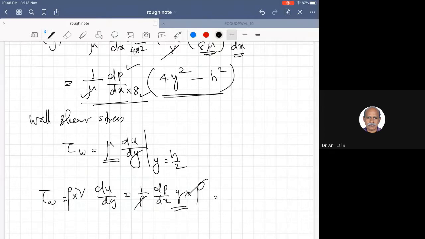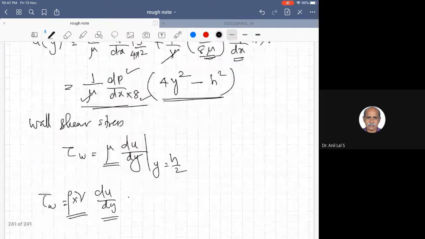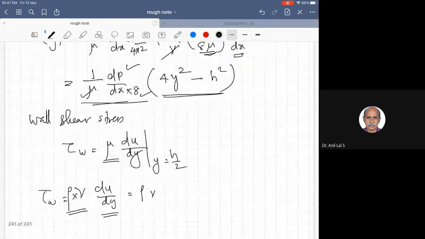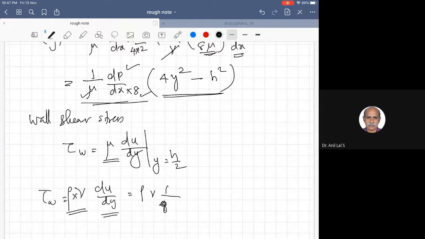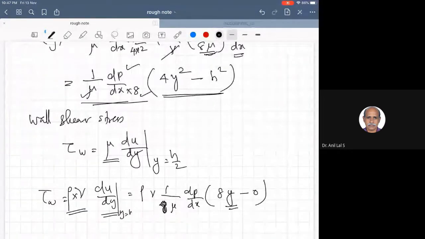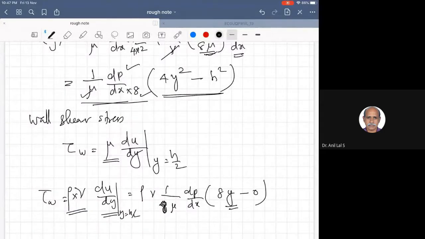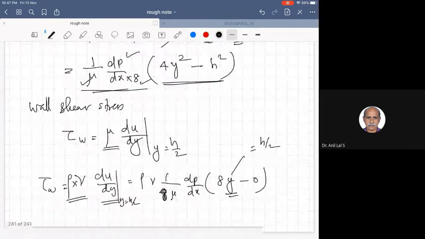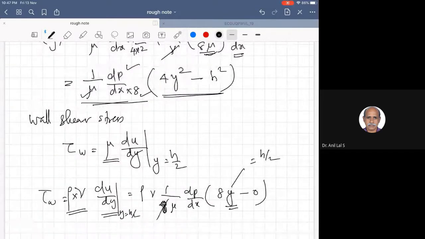We will substitute the velocity so that we get it in terms of velocity and height. So wall shear stress is rho nu into du by dy. I have the expression for u like this: rho into nu into dou u by dou y. For that, u is like this, so I have 1 by 8 mu dp by dx, and the derivative of this is 8y minus 0. This y has to be substituted at y equal to h by 2. So then this 8 and 8 cancel.